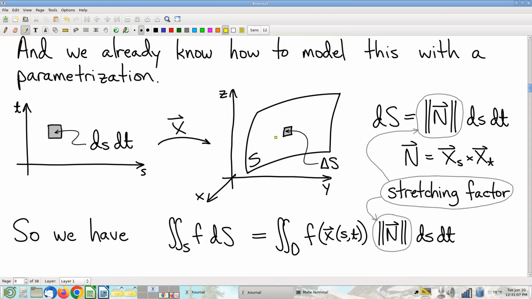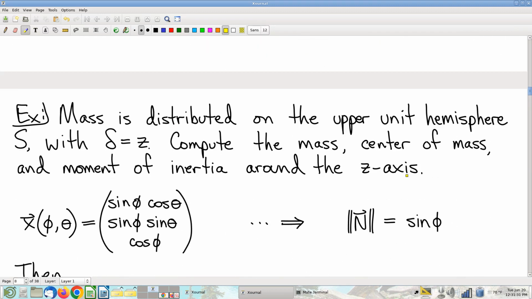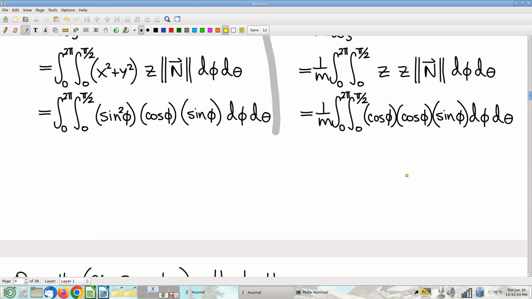So we talked about how to compute this with a pullback. This time, instead of pulling back through a change of variables function, we're pulling back through a parameterization. It's still a pullback, and there's still a corresponding notion of a stretching factor, which is something that we've already argued, and we don't need to re-argue. Okay. All right, and then various examples.